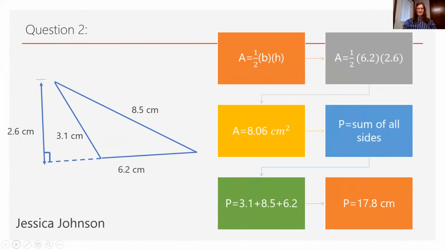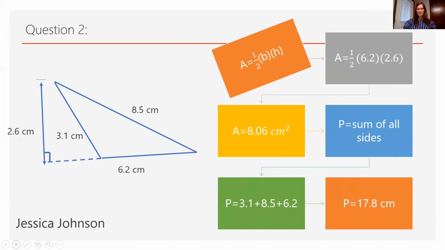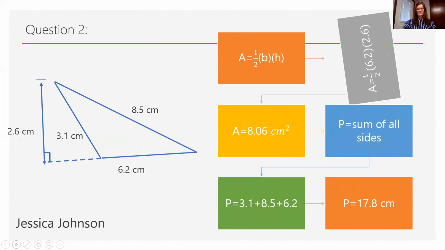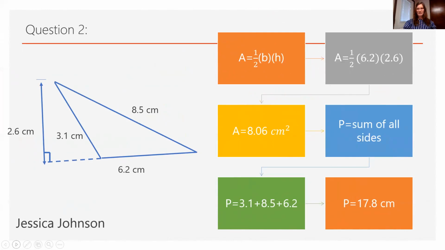This triangle's base will be 6.2 centimeters right here, and the altitude will be 2.6 centimeters. Who can remember the area formula for a triangle? Area equals 1/2 base times height. Plug in our numbers, and area equals 1/2 times 6.2 centimeters times 2.6 centimeters. This gives us an area of 8.06 centimeters squared.